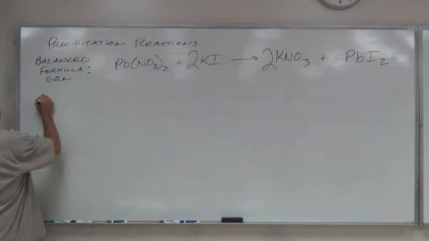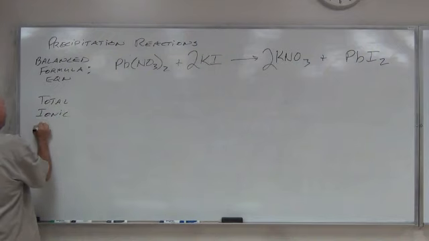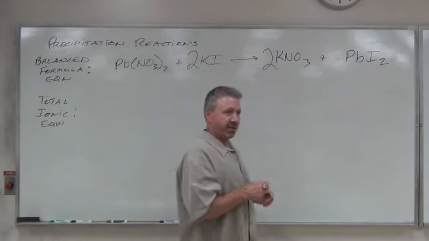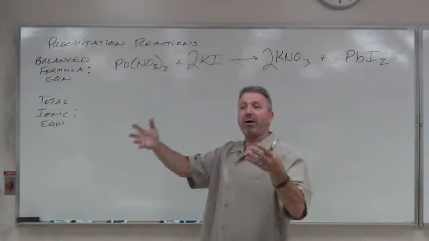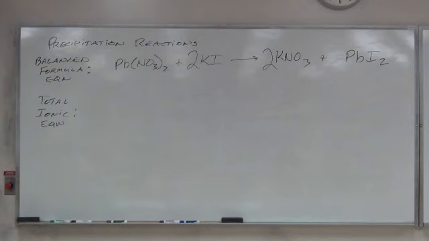Now I want to write my total ionic equation. Now, some of you may have noticed that all of these are ionic compounds because they contain what? A metal. They all have a metal. Lead, potassium. These are metals. A vast number of ionic compounds are soluble. That is, they break apart and form ions. A number of ionic compounds do that, but some of them don't.